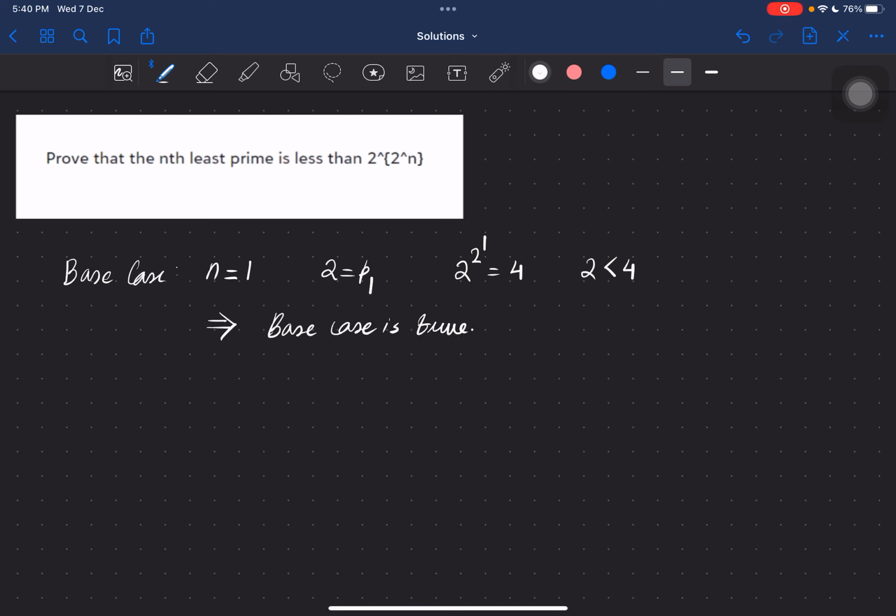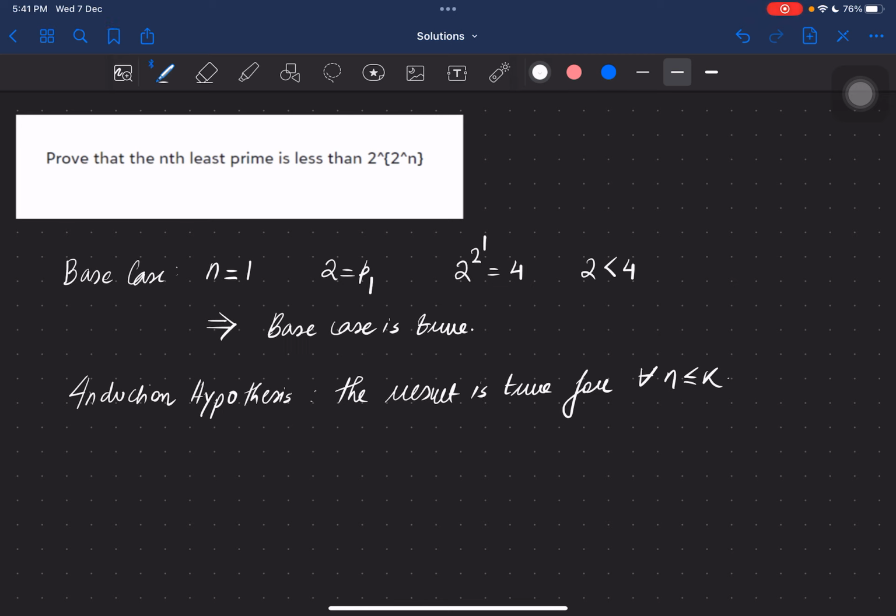Next we'll assume that the result is true for all n. So, induction hypothesis: the result is true for all n less than or equal to k. So that is, up to the kth prime we have this result true. So now for n equal to k plus 1, let us see what happens.